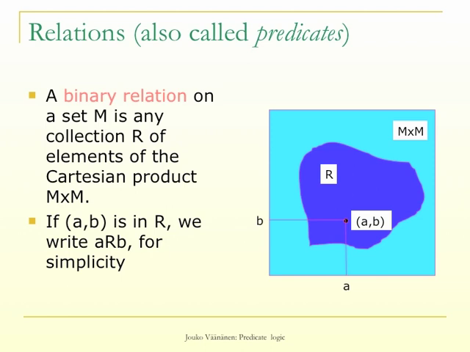Or R could consist of just one single point in the Cartesian product M times M. Then we would call R the singleton relation. Or R could be just a vertical line, all pairs where the first coordinate A is a fixed element C. We would call this the first projection relation. Or it could be a horizontal line, all pairs AB where B is a fixed element C. We would call this the second projection relation. So these are just examples, because one can invent endless number of examples of relations.